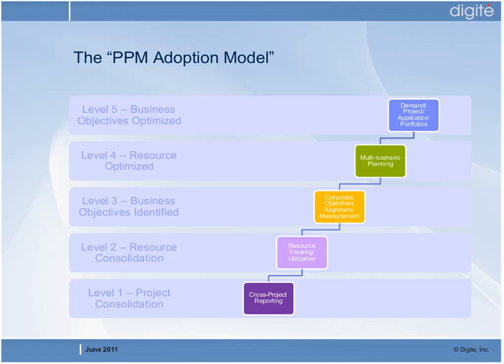The second stage is where you start getting to resource consolidation, where there is an effort to track resources, resource assignments and utilization more effectively than may have been done earlier. The third level is where you do identification of business objectives. So there is at least a basic effort to identify the corporate objectives for various projects that are being done, and to do a basic alignment of projects to those objectives and measure them against those objectives. At level 4, there is resource optimization.